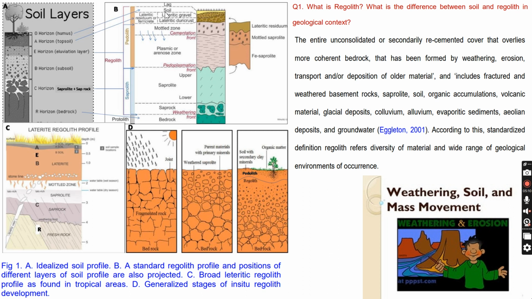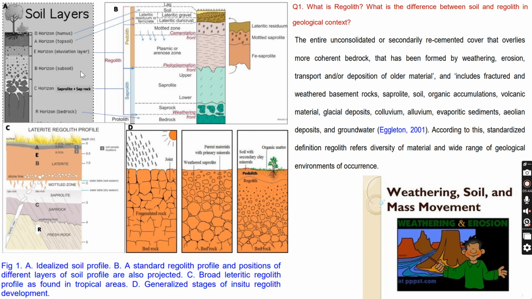So the O horizon mostly forms the humus layer in the regolith profile, the topmost part. A corresponds to this residuum, that is ferricrete, calcrete. These kinds of things come under the A horizon of soil, that is called topsoil. E horizon is where chemical activity, the oxidized zone, those things reach out and go down. This layer corresponds to this portion, the mottled zone, graduated during pressure.